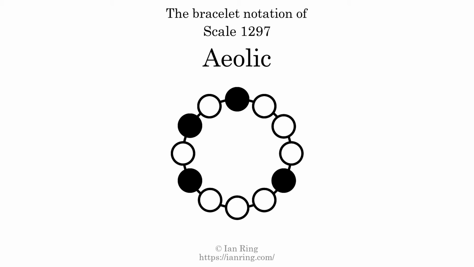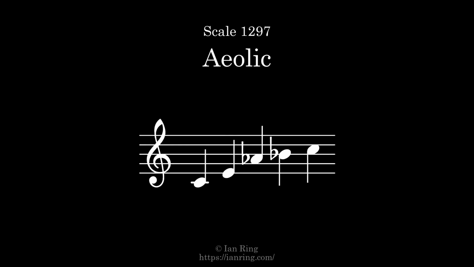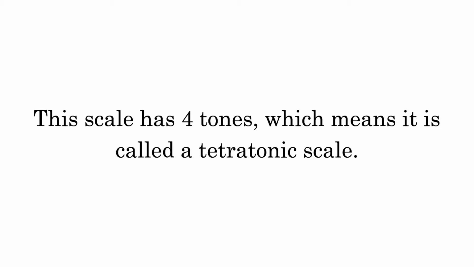Today we will talk about Scale 1297, Aeolic, which sounds like this. This scale has 4 tones, which means it is called a tetratonic scale.